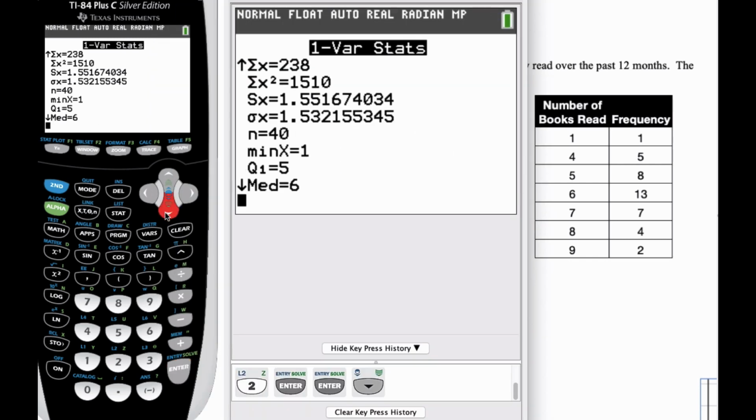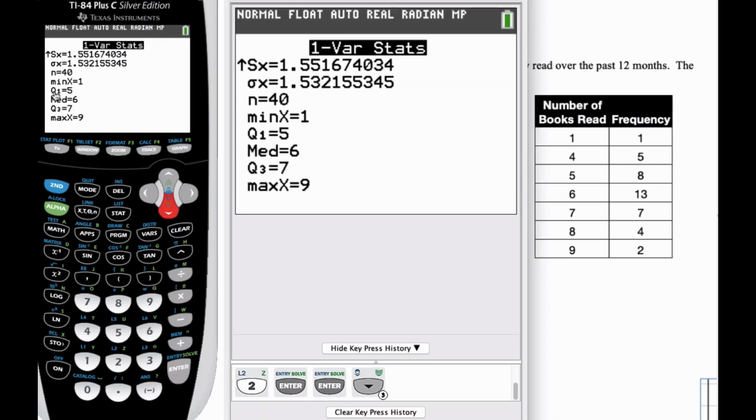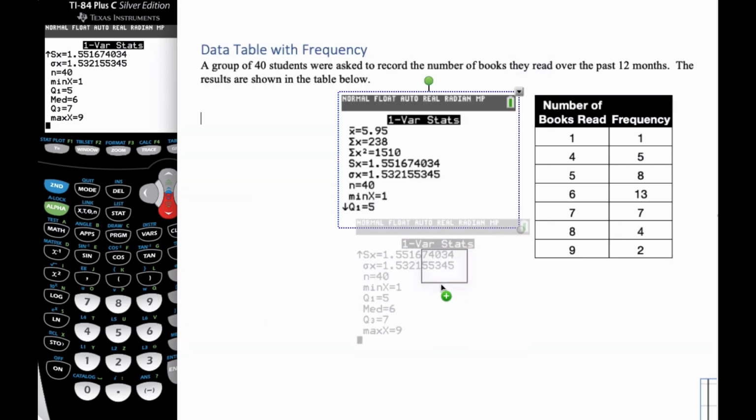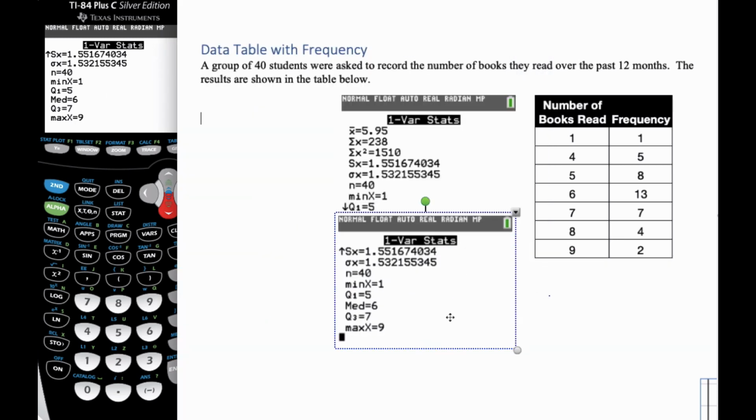And if I go down, I can get my 5-number summary here. From here as well, I get my 5-number summary from my data table. From the 5-number summary, I can make a box and whisker plot, and I can check for outliers as well.